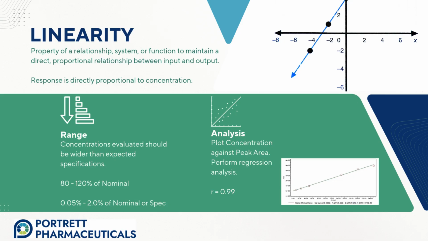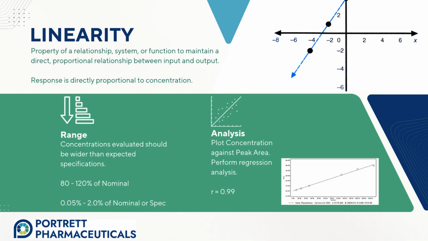For quantitative analysis, a correlation coefficient must be not less than 0.99. A common mistake we see labs and analysts make is to report the coefficient of determination, which is R squared. The ICH guidelines specifies R.